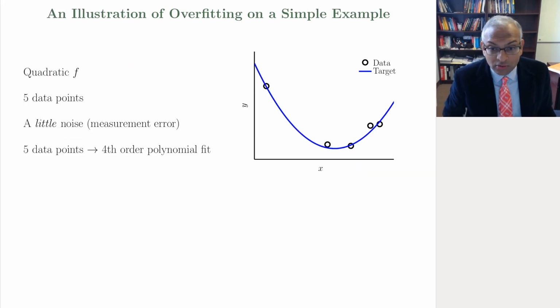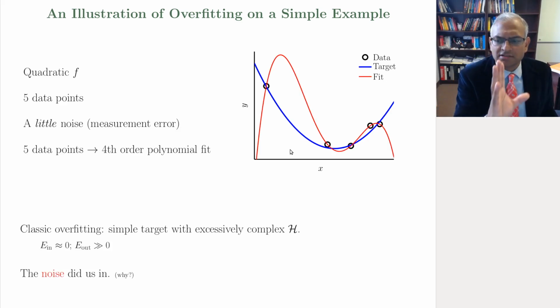I'm going to show you the typical scenario in which overfitting occurs. So here's a blue target function. It's a quadratic. I created 5 data points, and what's interesting about these data points is I've added a little bit of measurement error, so the data points are not quite on the blue target function. And since there are 5 points, a 4th order polynomial has 5 parameters, so let's try to fit with a 4th order polynomial, and you get nonsense.